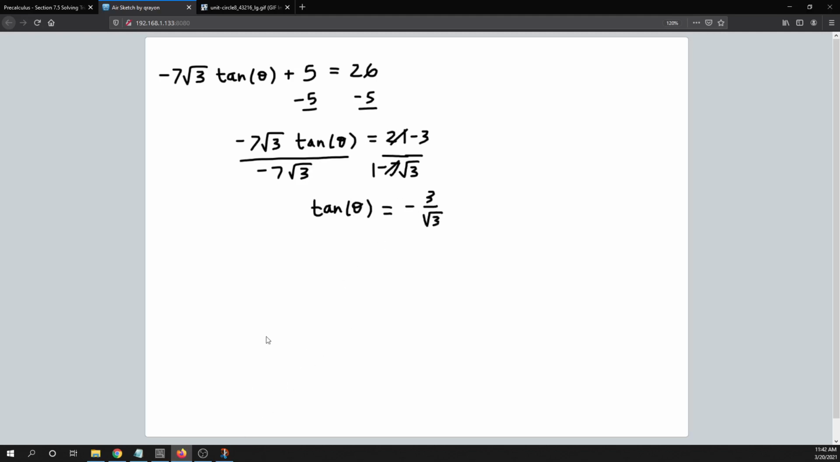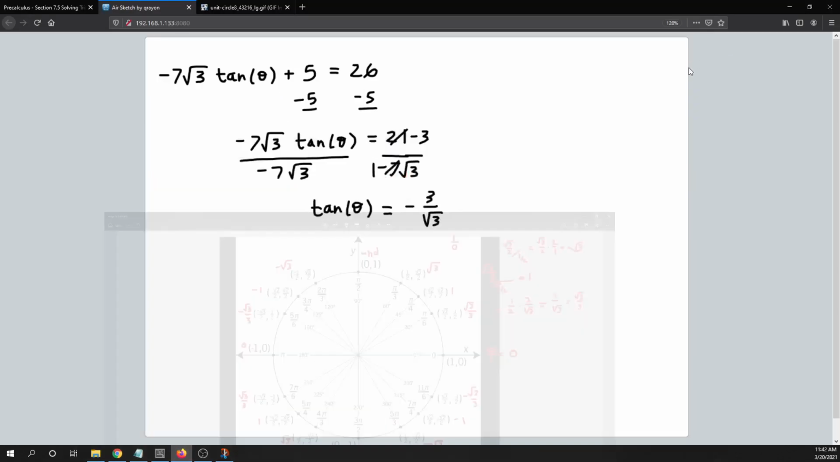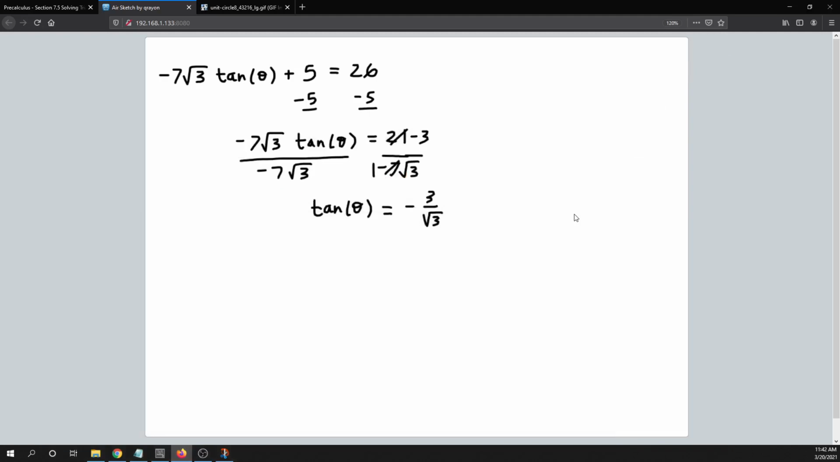If you look at the unit circle, here is a diagram of the unit circle where I've calculated out the values of tangent. So -3 over root 3 doesn't exactly look like any of these on the unit circle, but remember, they're rationalized. So if I multiply both top and bottom by square root 3, that will rationalize the denominator here.